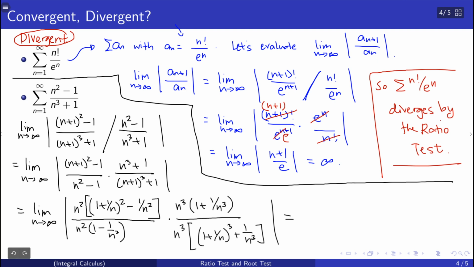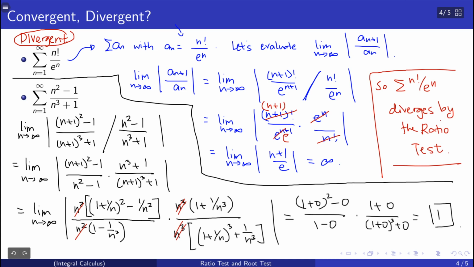Okay, now things will cancel. The n squareds cancel. The n cubes cancel. And this limit is equal to 1 plus 0 minus 0 over 1 minus 0, 0. The limit is just 1. Therefore, in this case, the ratio test does not tell you anything. All that work, huh? It's inconclusive.